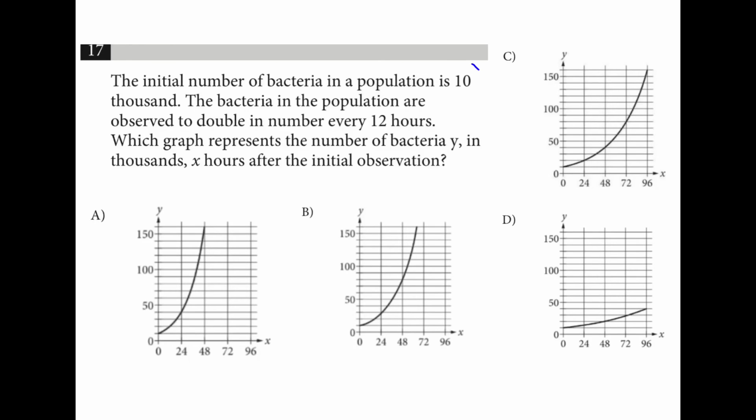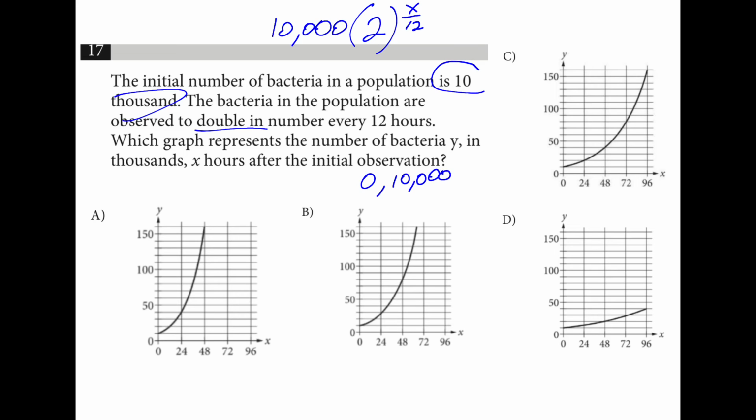Our initial number is 10,000. So we have an equation like this. We double every 12 hours, so a growth factor of 2. And we're going to take x divided by 12 for the exponent. So if I plug in a 0, I have (0, 10,000). Now they tell me y is in thousands, so that's really (0, 10), which shows up on every graph.